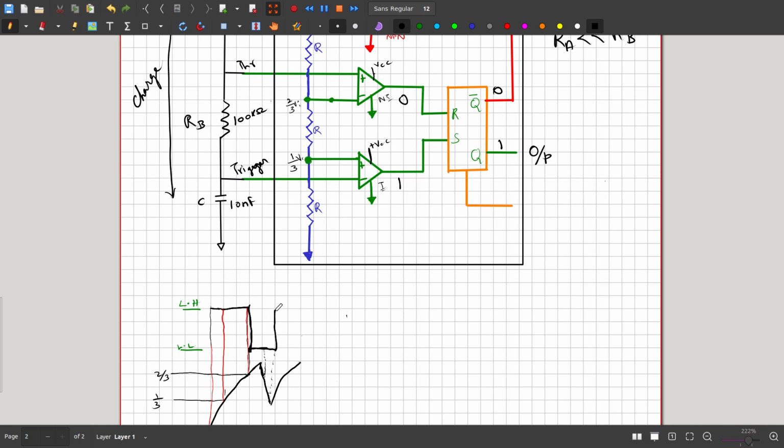Okay, rise again and remains in the high state till this voltage is above 2 by 3. Above this 2 by 3 it will remain in the on state, and when it is, sorry, below 2 by 3, and when it reaches 2 by 3 it switches off again. Okay, and this cycle continues, and we have a square wave pulse.